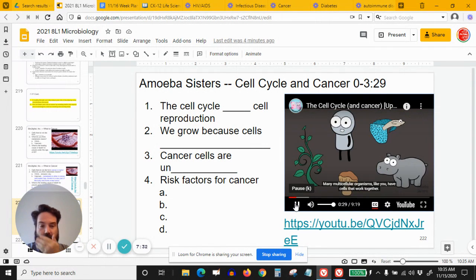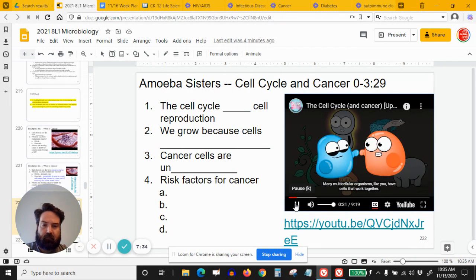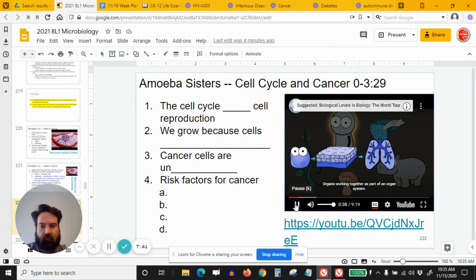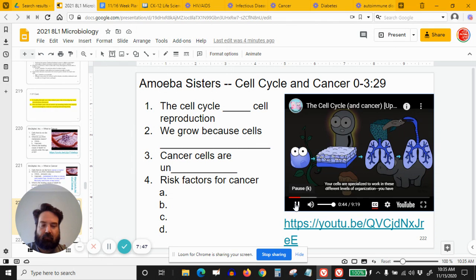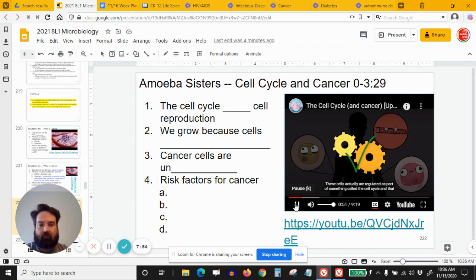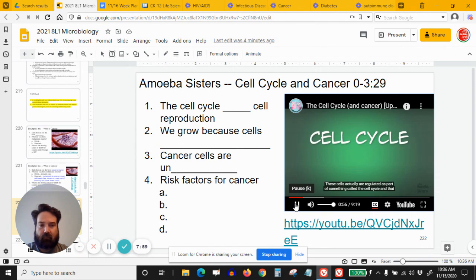Many multicellular organisms like you have cells that work together as part of a body tissue, body tissues working together as part of an organ, organs working together as part of an organ system. Your cells are specialized to work in these different levels of organization. You have skin cells, stomach cells, muscle cells, just to name a few, and their functions need to be regulated. These cells actually are regulated as part of something called the cell cycle, and that is going to relate to my question of, I wonder what my cells are doing right now.